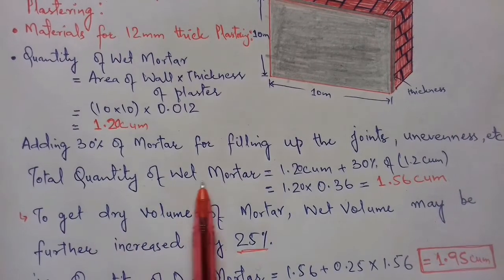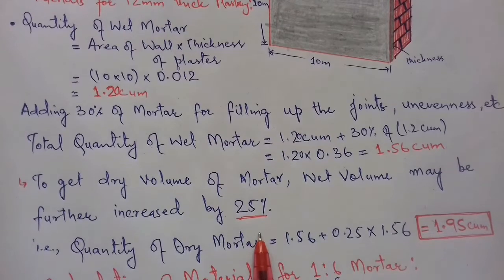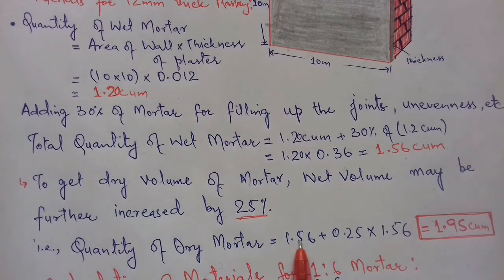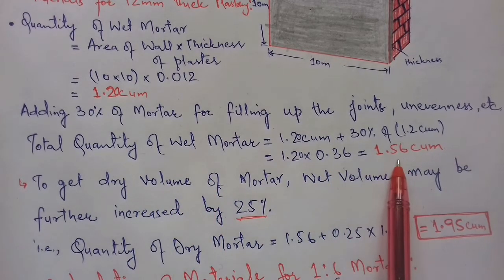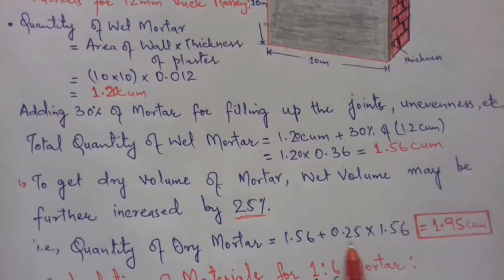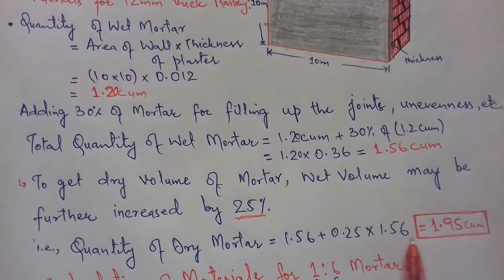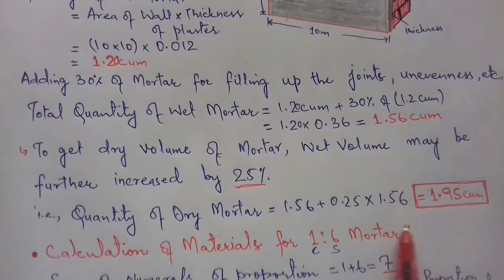Now to convert this wet mortar quantity into dry volume, we need to increase this volume by 25%. So the quantity of dry mortar is equal to this quantity 1.56 cubic meter plus its 25%, that is 0.25 into 1.56, and after calculation it comes 1.95 cubic meter.